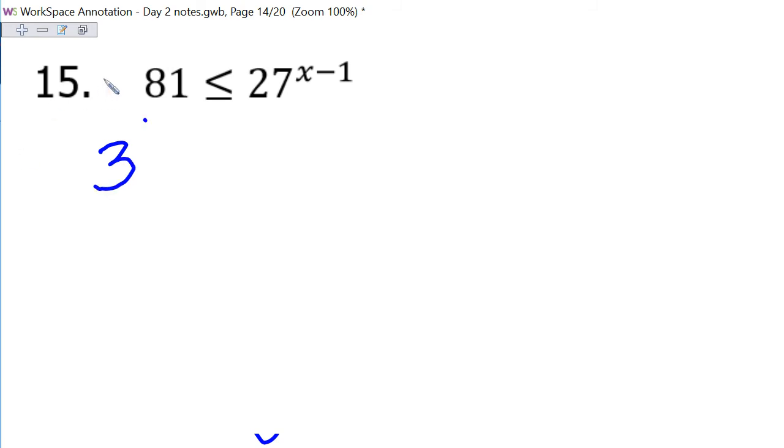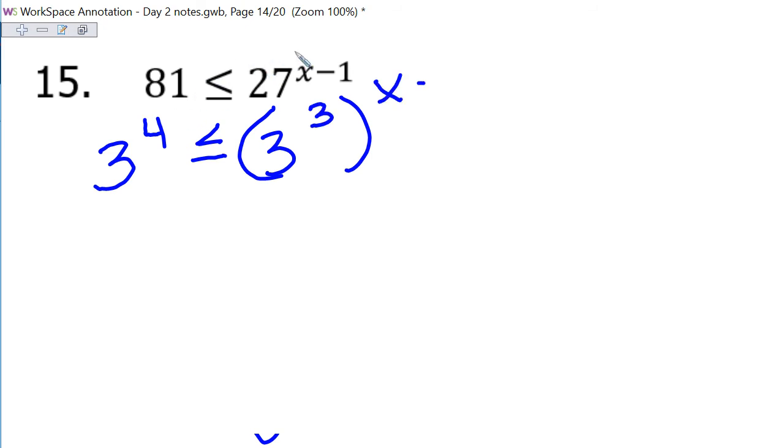Now for 27, I'm going to put 27 in parentheses. What could I use for 27? Well, I know the base needs to be 3. But 3 to what power gives me 27? 3. And then on the outside of 27, we have the exponent, which is x minus 1. Now, do we have a common base? Yes. When I had the equal sign, what did I do with those exponents? Set them equal, right? But do we have an equal sign? No. So instead of setting them equal to, I'm going to set them less than or equal to.